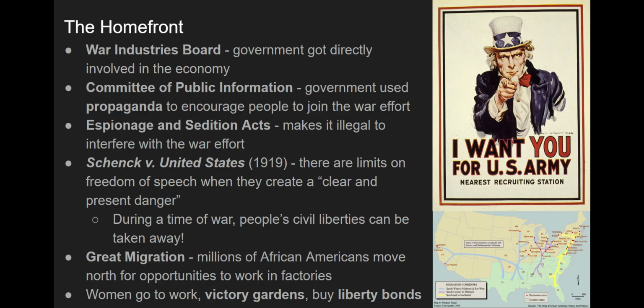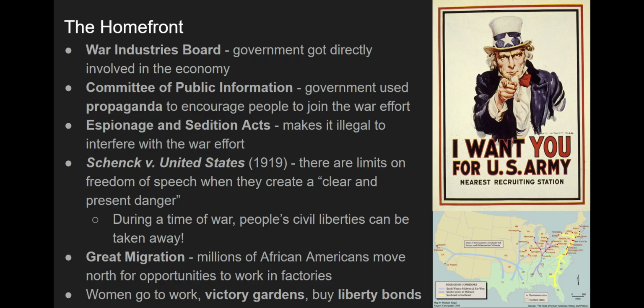And there's no better example than this very famous court case, Schenck versus United States. This guy, Schenck, had been distributing pamphlets telling people to resist the draft. He is arrested under the Espionage Act, and the Supreme Court decides, yeah, you're guilty. There are limits on your First Amendment right to freedom of speech when they create a clear and present danger. You can't yell fire in a crowded theater. You also can't do things that create a clear and present danger. There are limits on your rights, especially during a war.